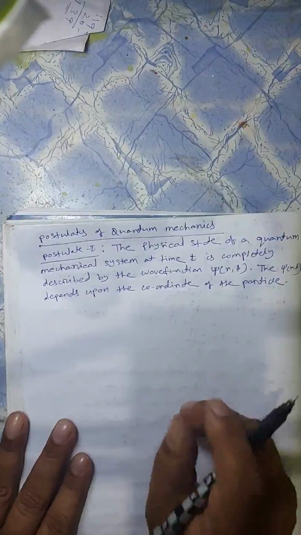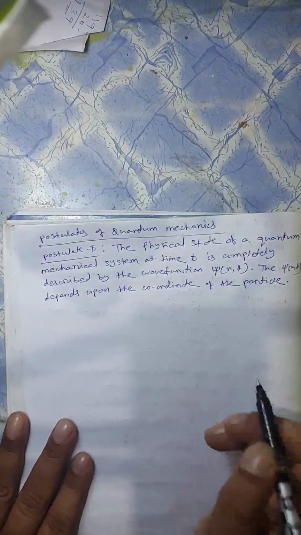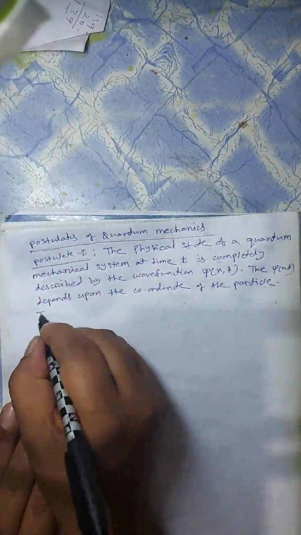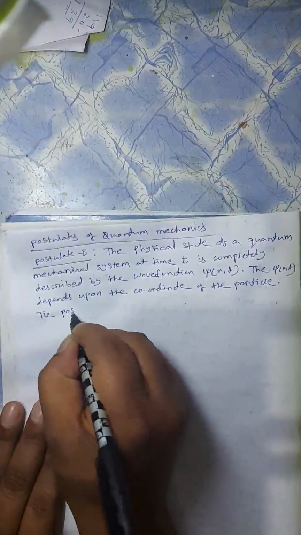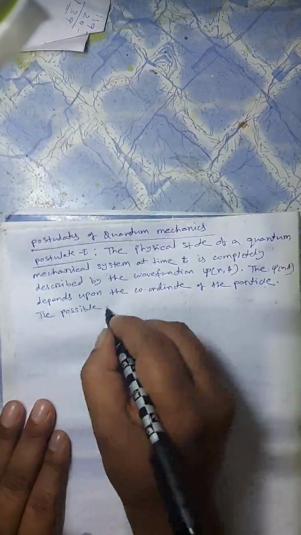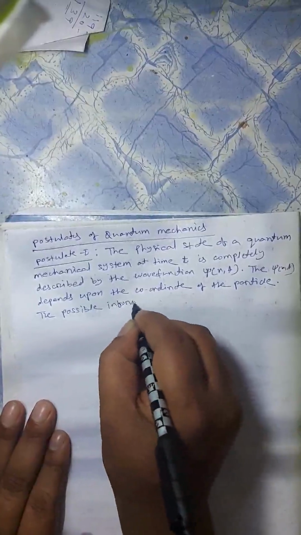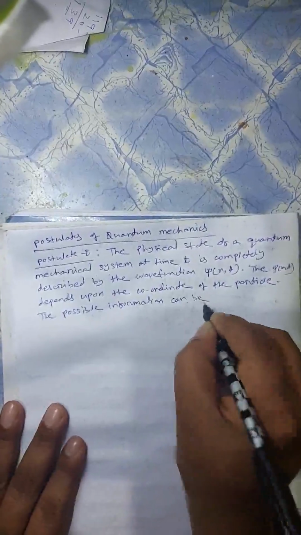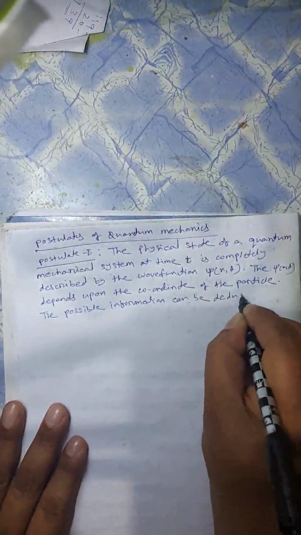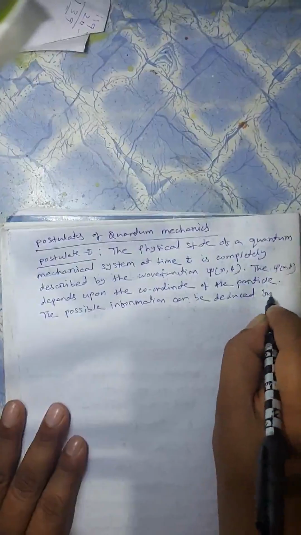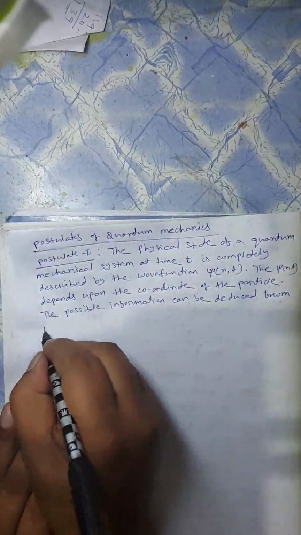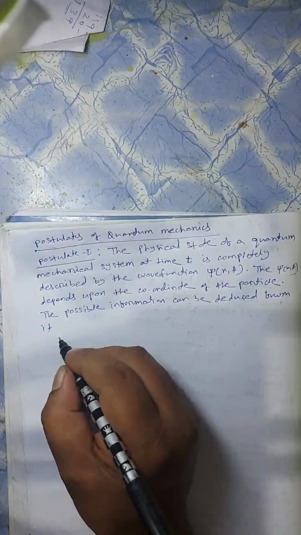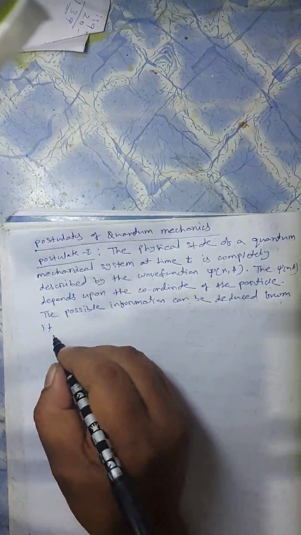All possible information about the properties of the system can be deduced from it. Whatever the possible information, it can be deduced from the wave function.